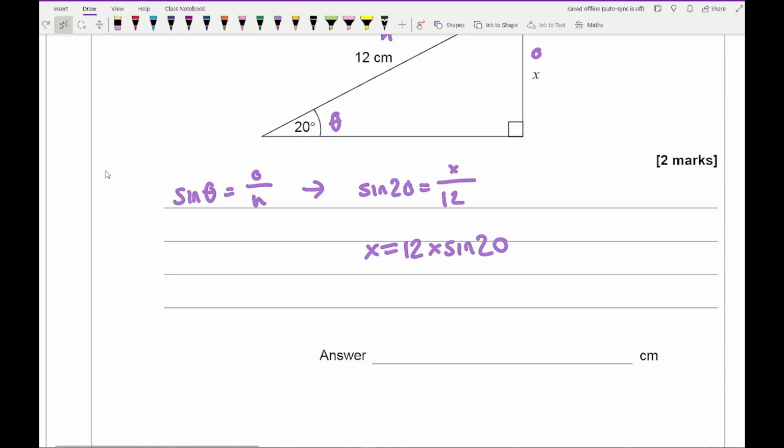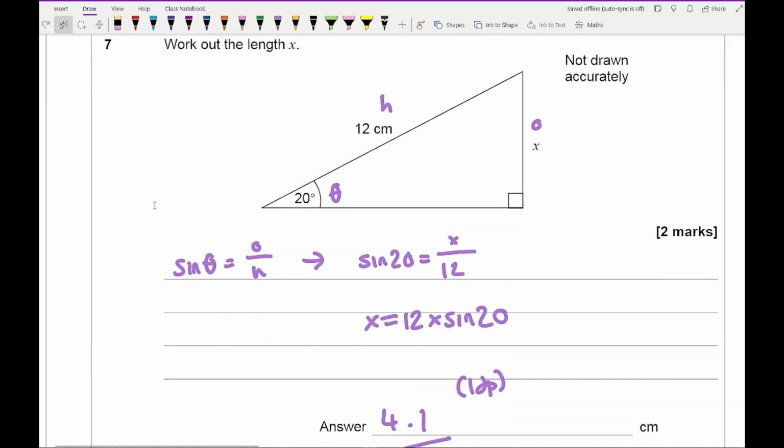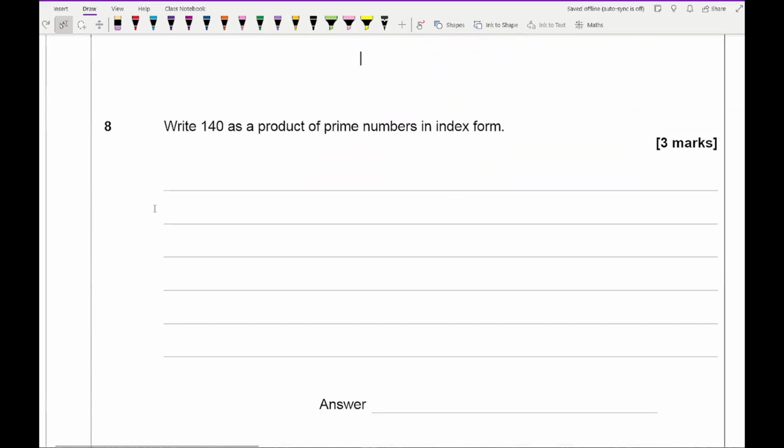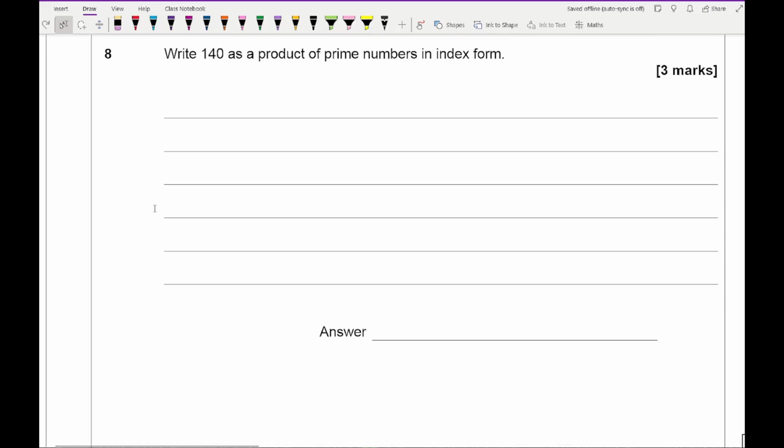I'm just typing that straight into my calculator. Gives me a value of 4.1, and that's to 1 decimal place. Now again, if you have rounded your answer, always state what you've rounded your answer to. Worst case scenario, if your rounding's a bit dodgy, just copy the answer on your calculator. Moving on to question 8, it says write down 140 as a product of its prime factors in index form.